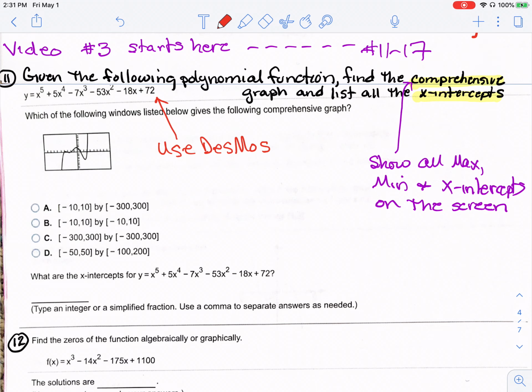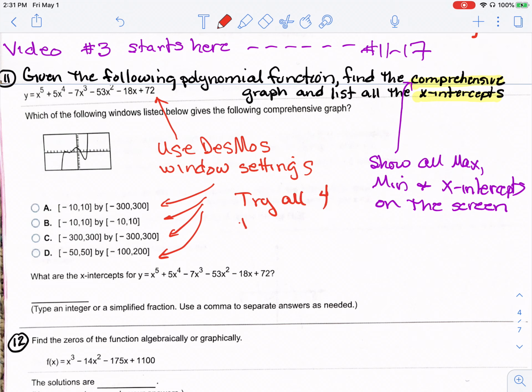Now, since this is a multiple choice question, you can look at your options down here, and you could just change your settings to match these options and see which one gives you the graph up above. Or you can use your knowledge and work the other way, just move the screen around until you get one that's close to one of those 4 options.